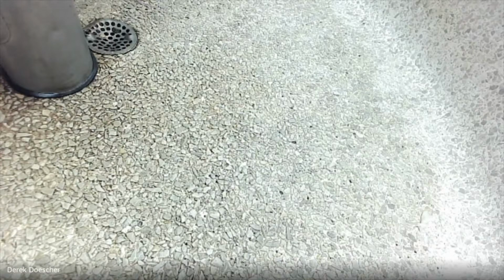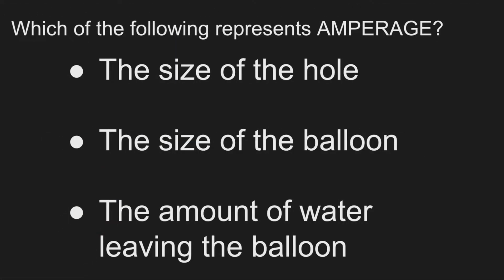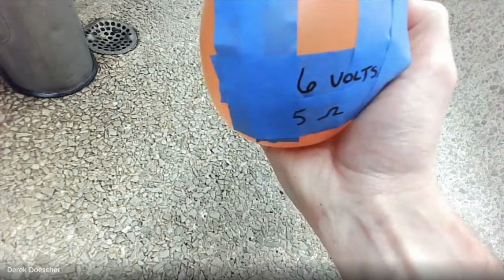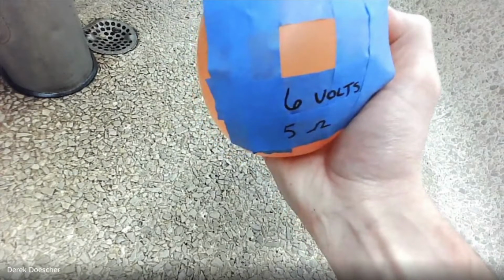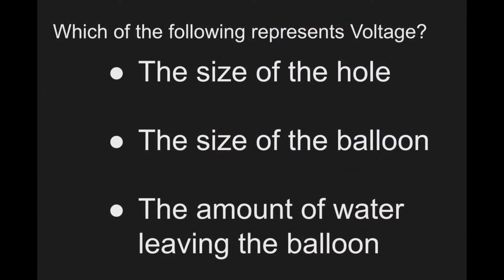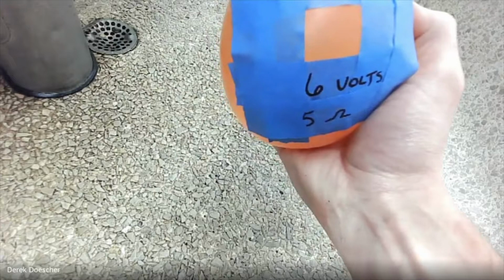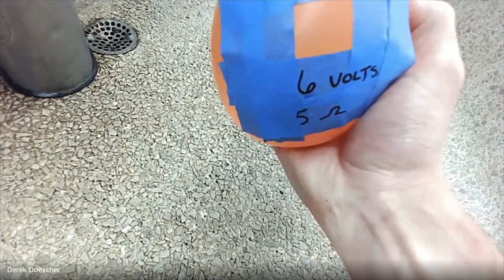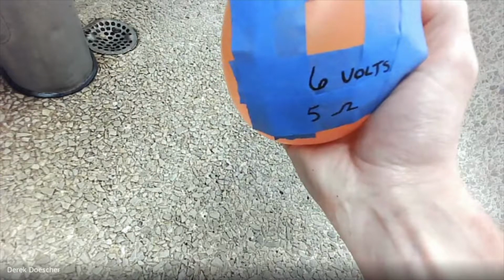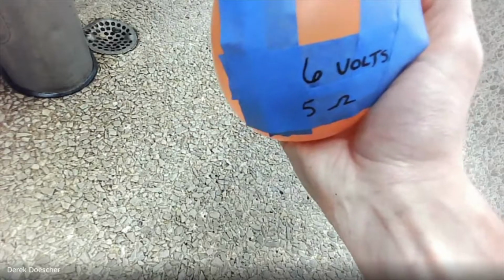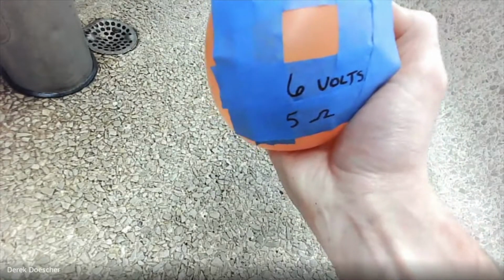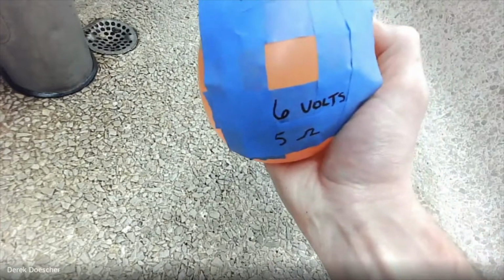What is our amperage? The water coming out, which is actually moving, is our amperage. So then what is our voltage? Voltage is the force behind it. So the bigger the balloon is, the more force it has behind it. The amperage is how much is moving in the circuit. So that's our water coming out. And then the resistance is the size of the hole. How much are we opposing the flow of electrons?